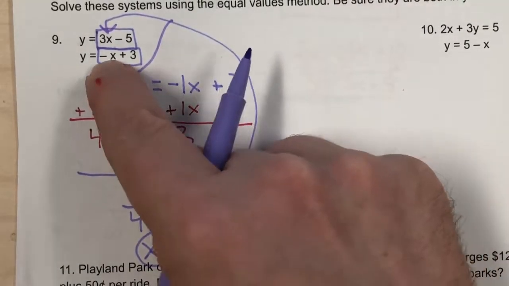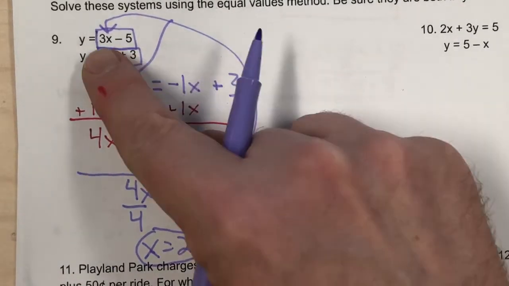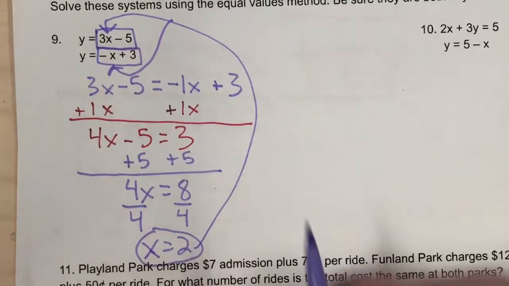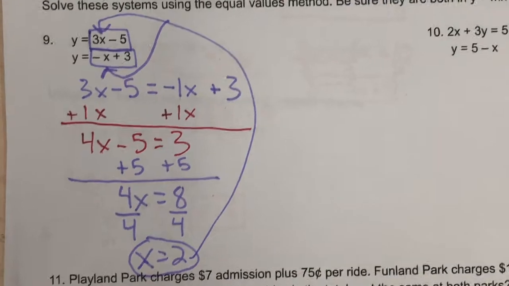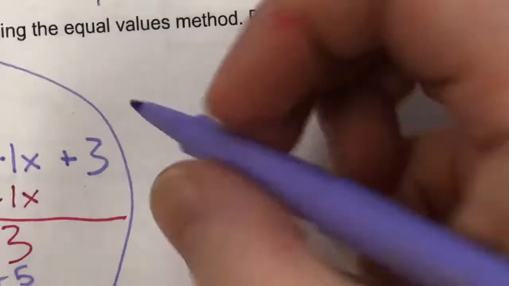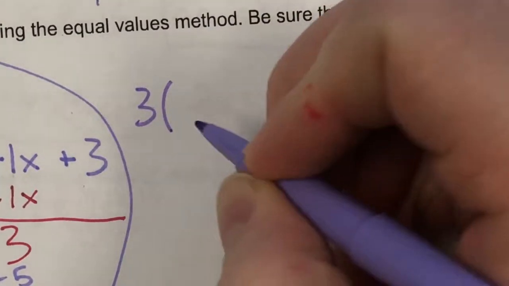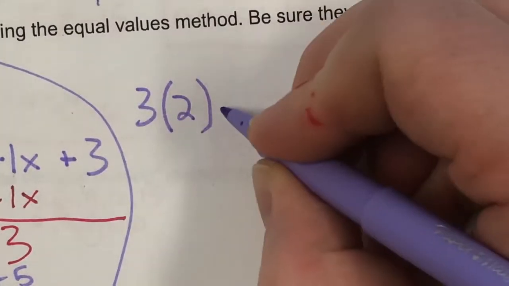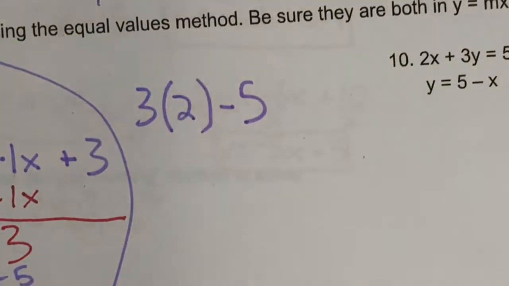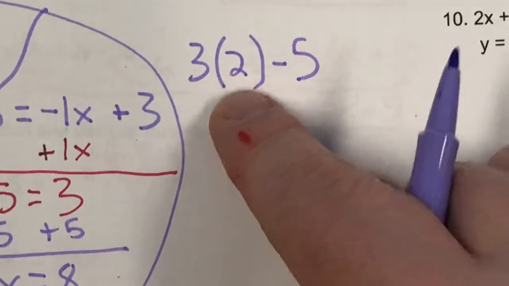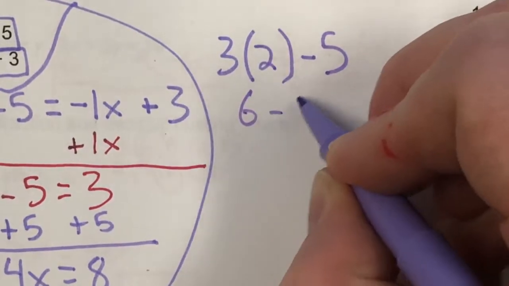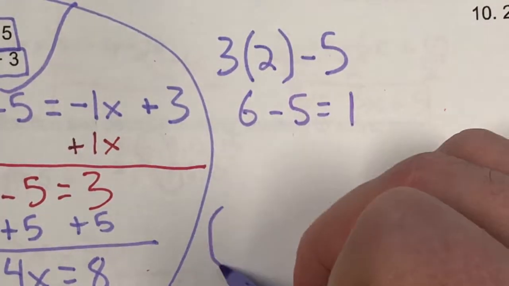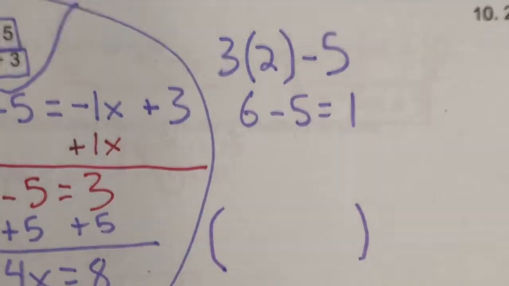I don't like working with negatives, so I'm going to go ahead and take that 3x minus 5 and put that 2 in for the x right there. So really what I have then is 3 times the x that I told you we need to put there, which is 2, and then I have to subtract 5, and that will be my y value. So 3 times 2 is 6, and 6 minus 5 equals 1. So y equals 1.